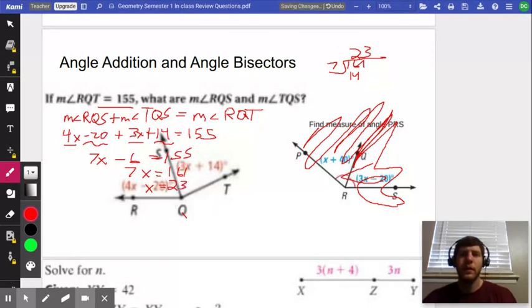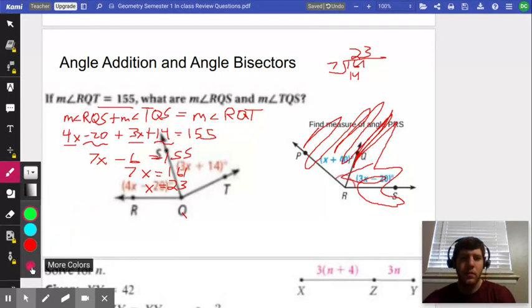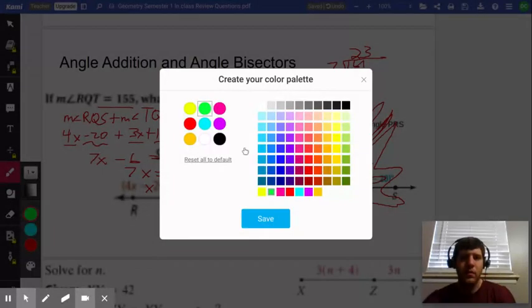Okay, and we want to find the measure of RQS and TQS here. So let me change colors. They don't have a really good blue, I guess, but no, that one was fine. Let's change this to a nice dark blue.